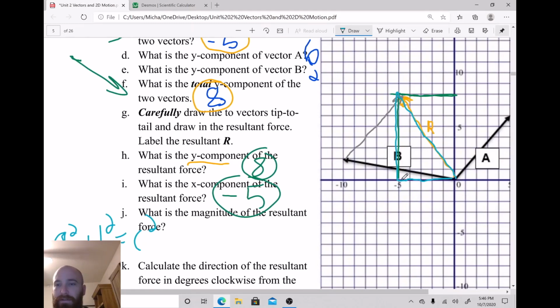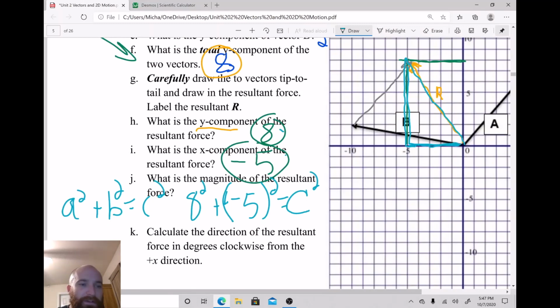With those two legs of the triangle, the x component and the y component, which we found before, have values of 8 and 5. So 8 squared plus, I'm going to make it -5, but since we're squaring it, that negative is going to drop out anyway. And then you get a resultant C equal to, I got a result with magnitude 9.43. And I'm hoping if you do that on your own, that's exactly what you'll get.